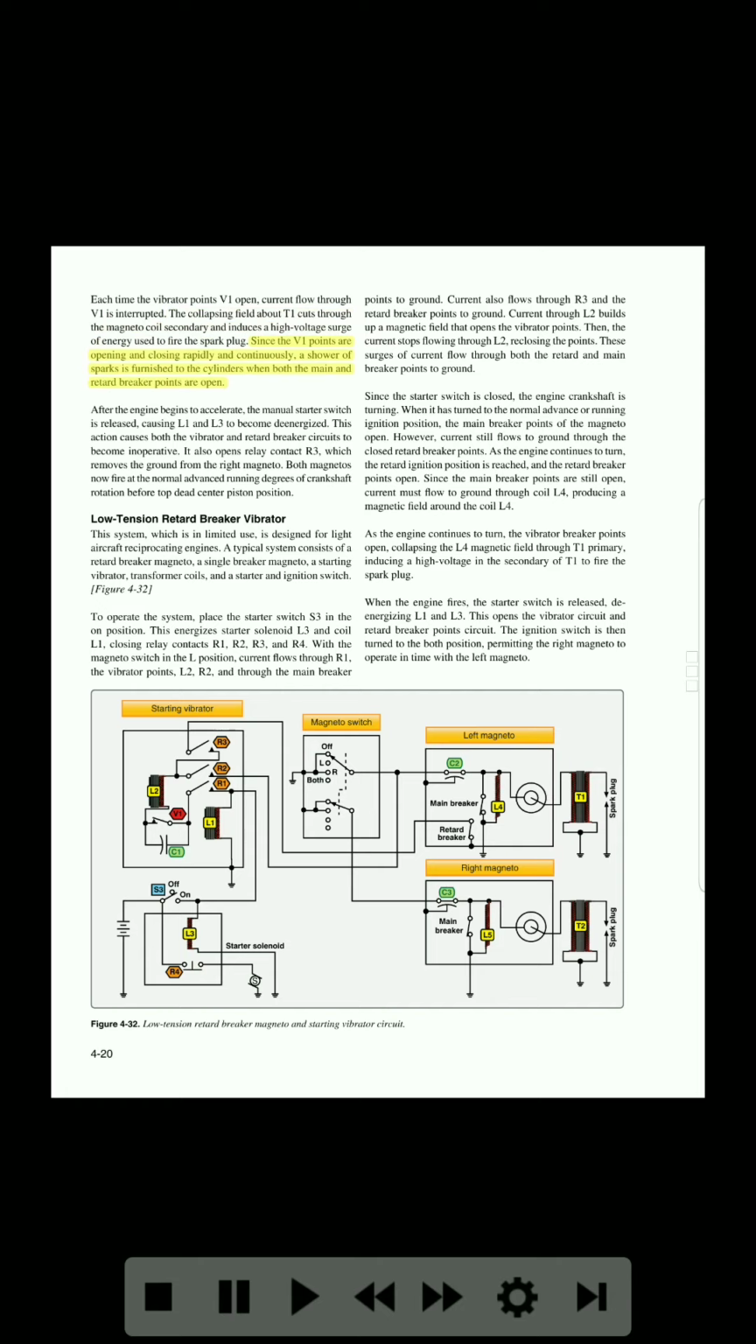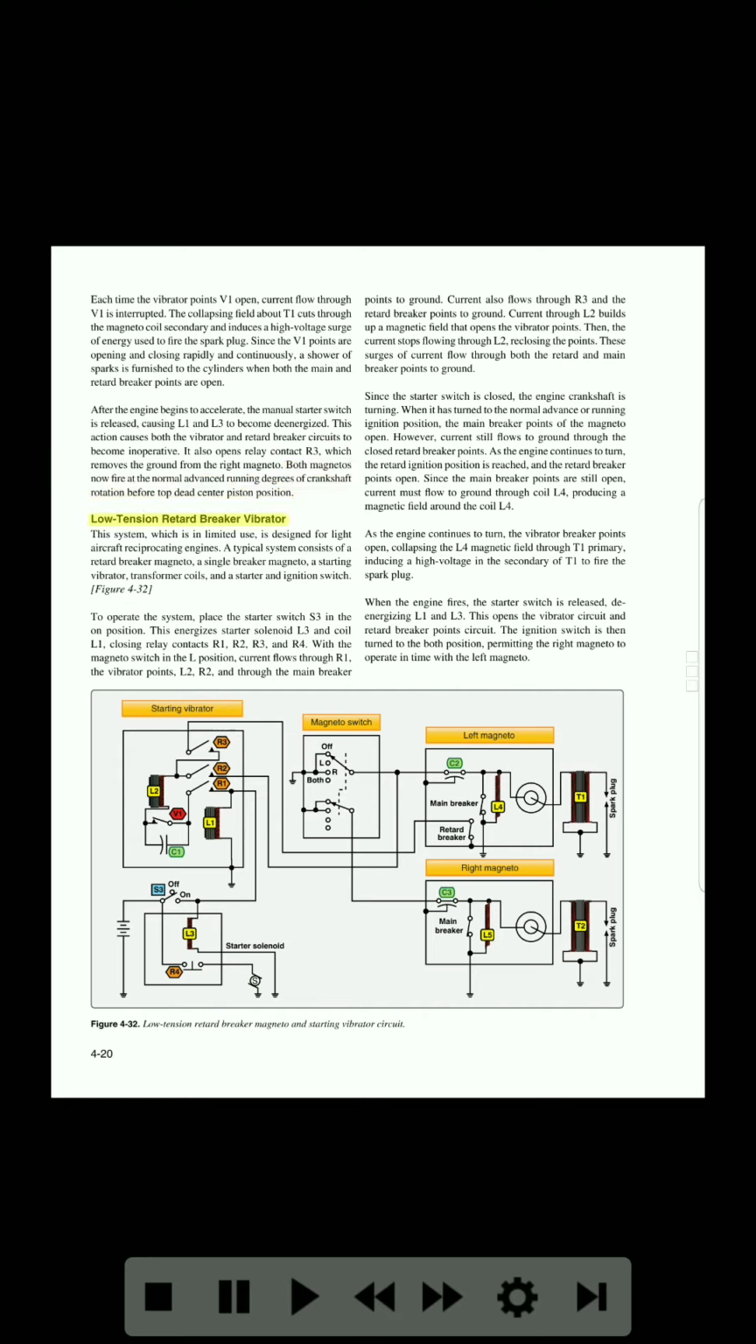Since the V1 points are opening and closing rapidly and continuously, a shower of sparks is furnished to the cylinders when both the main and retard breaker points are open. After the engine begins to accelerate, the manual starter switch is released, causing L1 and L3 to become de-energized. This action causes both the vibrator and retard breaker circuits to become inoperative. It also opens relay contact R3, which removes the ground from the right magneto. Both magnetos now fire at the normal advanced running degrees of crankshaft rotation before top dead center piston position.